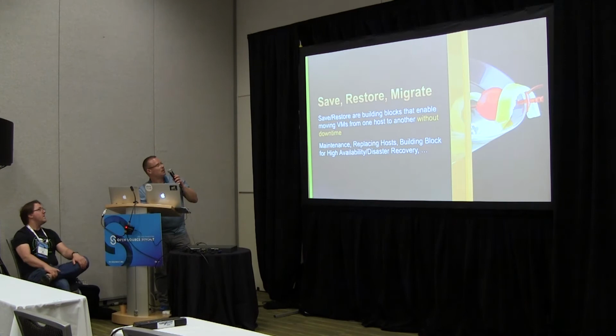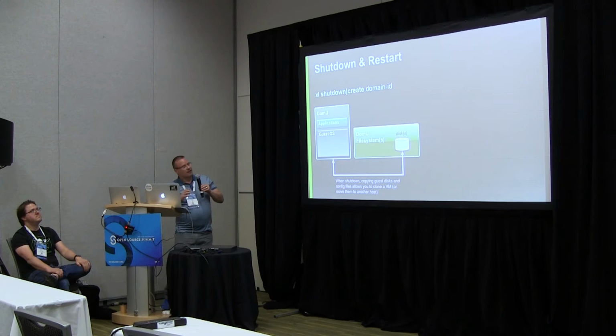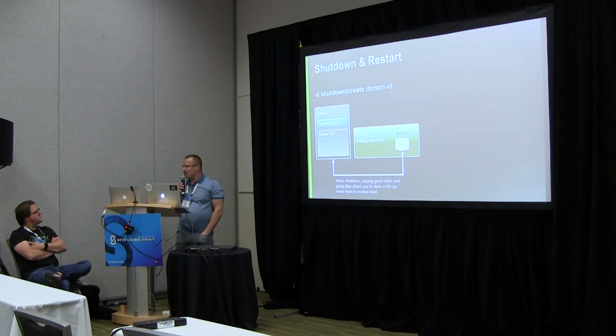Right, so I wanted to talk a little bit about save, restore, and migrate. Save and restore are basic building blocks that allow moving VMs from one host to another without downtime. That's obviously interesting for maintenance, replacing hosts, and as building blocks for high availability and disaster recovery. What we've seen in a demo before is that if you shut down a guest, all the state is saved into its disks. Then when you restart, you could just move it onto a different host and do a very basic restore in some sense.